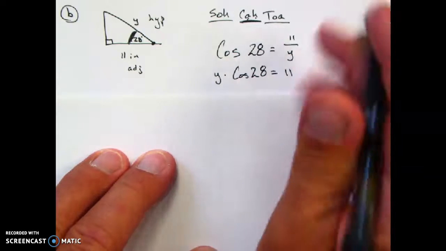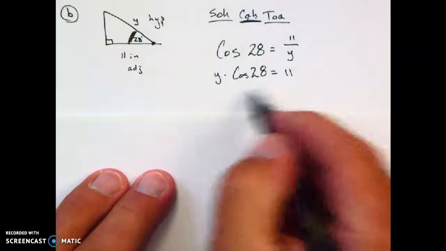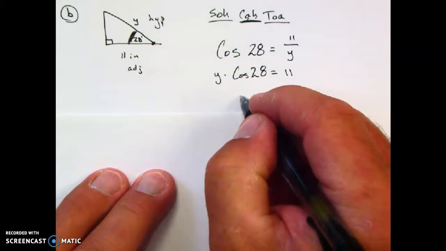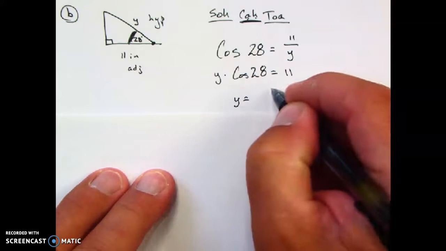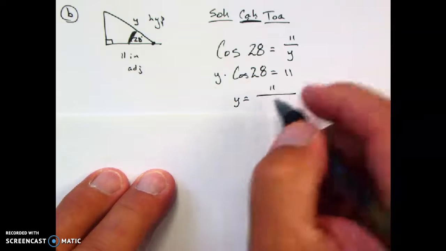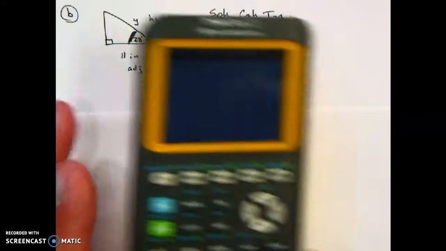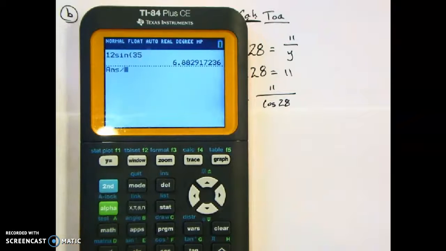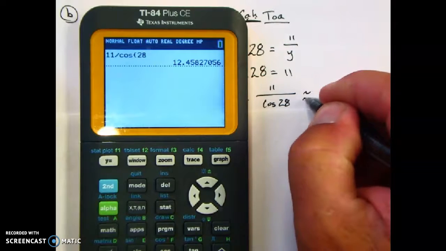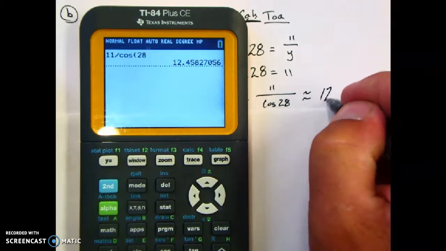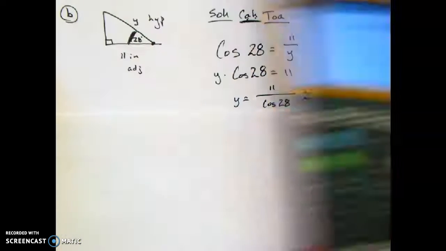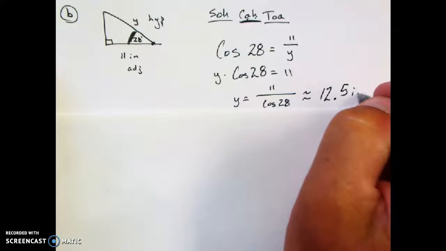Now I'm solving for y. To get y by itself, I'm going to divide both sides by that cosine of 28. So it's going to look like y equals 11 divided by the cosine of 28 degrees, and I can plug it into my handy-dandy calculator just like that. So we have 11 divided by the cosine of 28. And we get our approximate answer to the nearest tenth of 12.5, and our label on that one is inches.